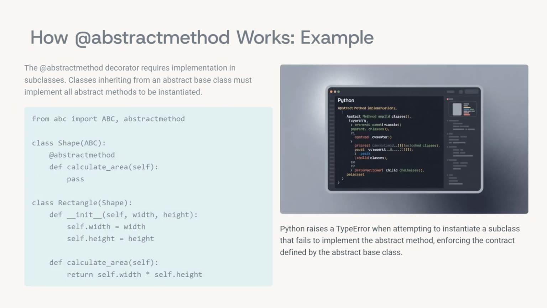Python actually raises the TypeError when you attempt to instantiate a subclass that fails to implement the abstract method, enforcing the contract defined by the abstract base class.